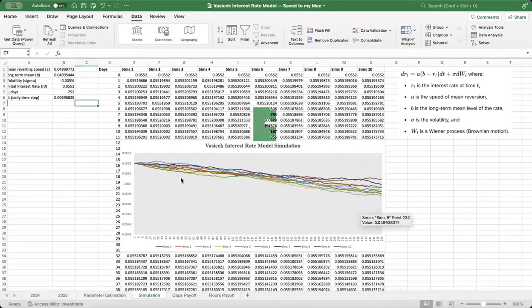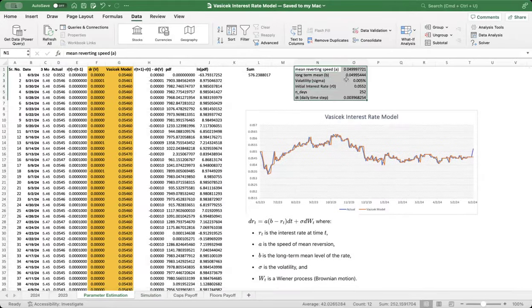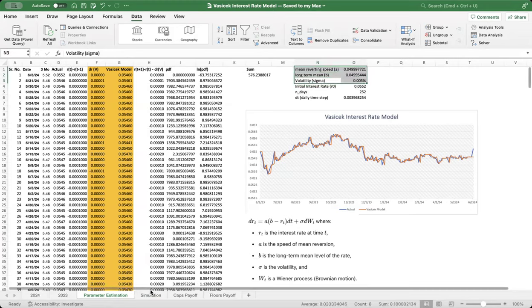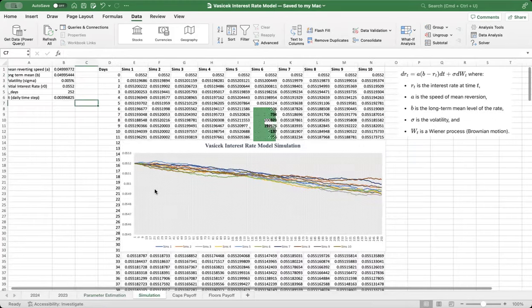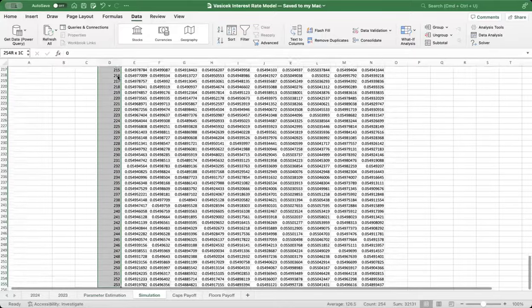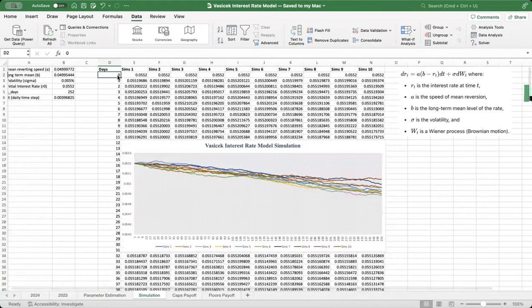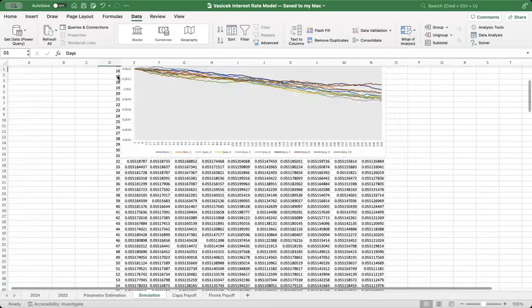So the next goal is to do simulation. Now we have already estimated our parameters of this model, which are A, B, and sigma. Now the next step is to forecast the interest rate. I'm forecasting it for the next 1 year. You might be thinking 1 year has 253 data points and not 252. Why is this? Because you remember 2024 is a leap year. A leap year has a day extra compared to the normal year, and that's why we have 253 data points.